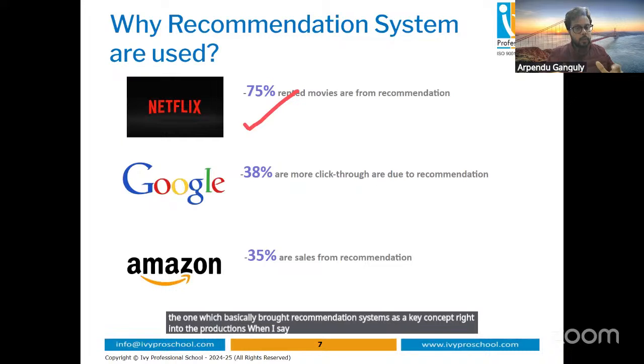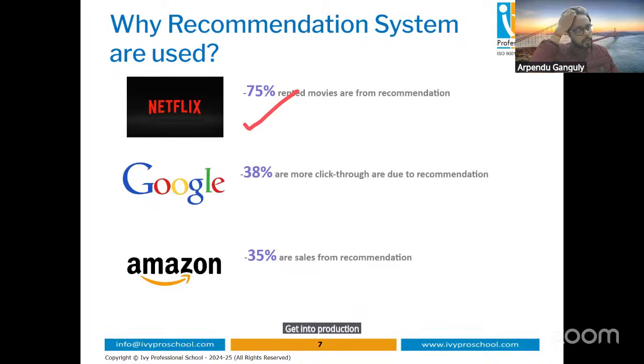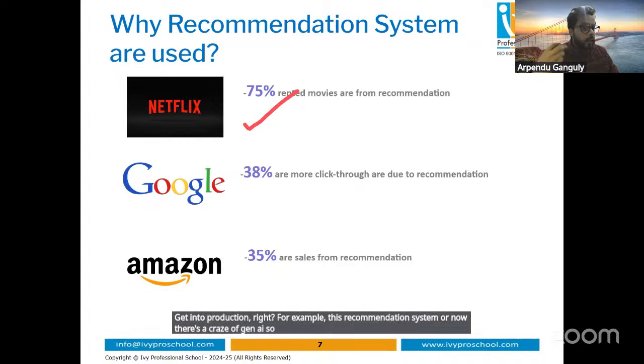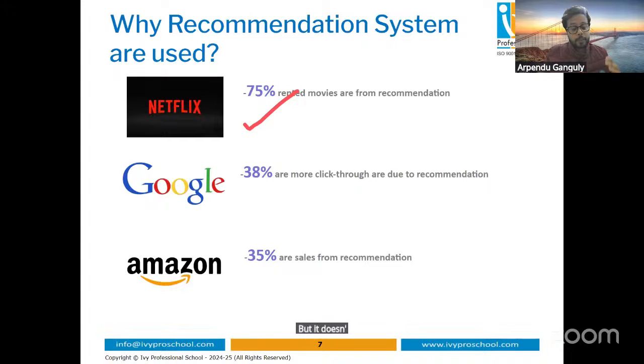When I say production, I mean companies actually using it, because a lot of ideas are developed, but very few actually get into production, right? For example, this recommendation system, or now there is a craze of Gen AI. We are talking about creatives, or codes being written by AI agents, and agents learning from each other and all of that. That's what we are experiencing right now, but it doesn't mean that everything being developed sees the sun. A lot of times it gets filtered out.